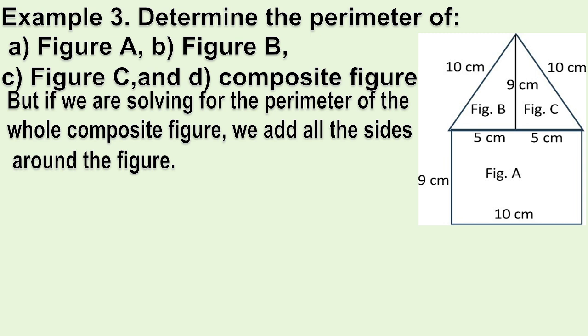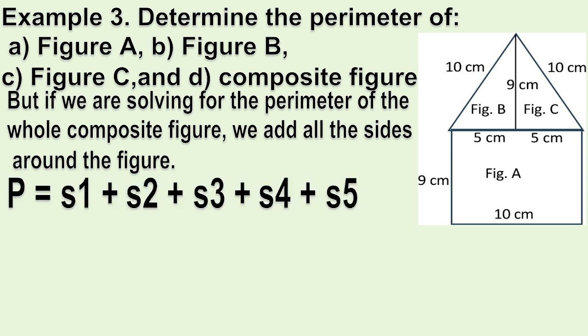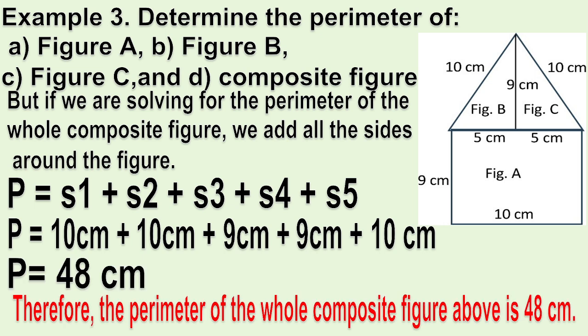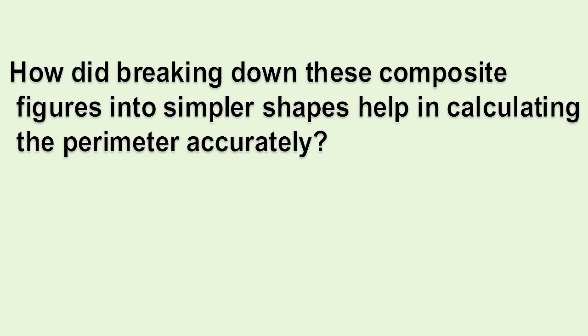But if we are solving for the perimeter of the whole composite figure, we add all the sides around the figure. So side 1 plus side 2 plus side 3 plus side 4 plus side 5. So 10 plus 10 plus 9 plus 9 plus 10 equals 48. Therefore, the perimeter of the whole composite figure above is 48 centimeters. How did breaking down these composite figures into simpler shapes help in calculating the perimeter accurately?